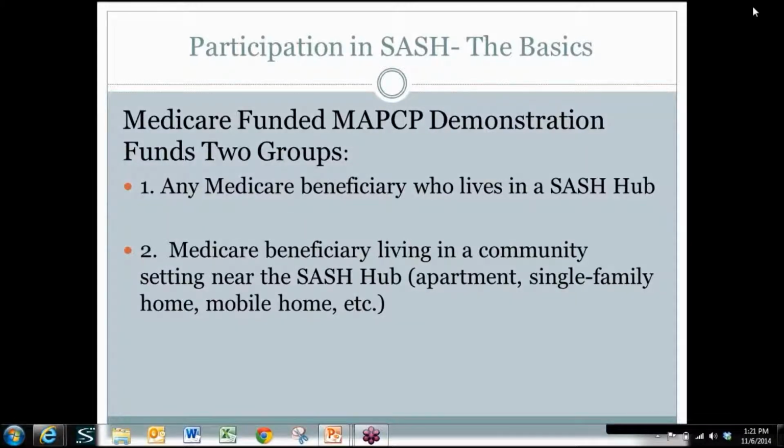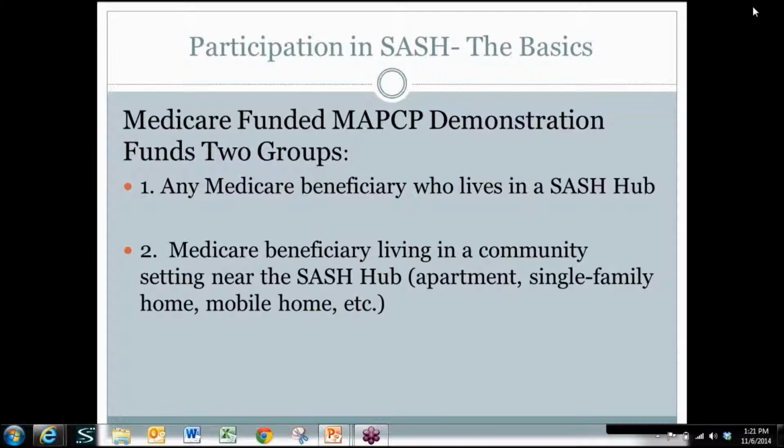Okay, so what is it exactly that Medicare, the demonstration funds, are paying for with SASH? So the quick and dirty answer there is that the Medicare funds are basically paying for two groups of participants. It's any Medicare beneficiary that is living in the SASH hub site.